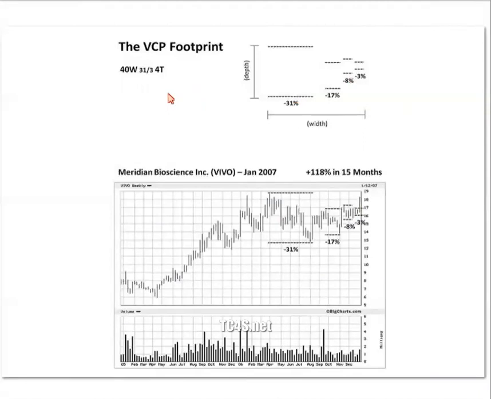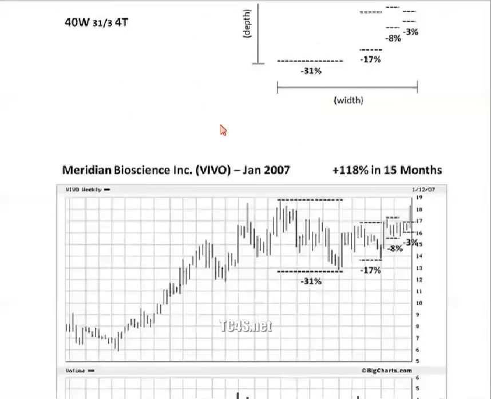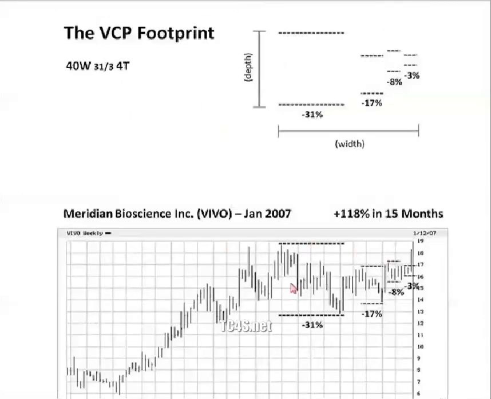And I have used a little abbreviation that allows me to very quickly know what a stock looks like without even looking at it, just by looking at this abbreviation. So this is 40W, which stands for 40 weeks, 31 by 3 by 4T. So 31 is the largest correction on the left side, the smallest is the 3, and 4T means that it had 4 contractions.